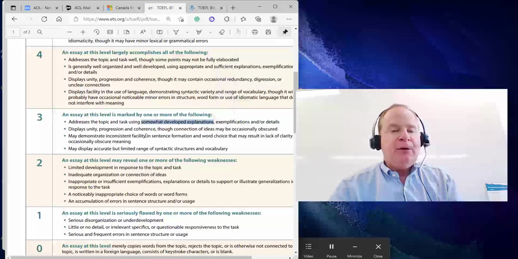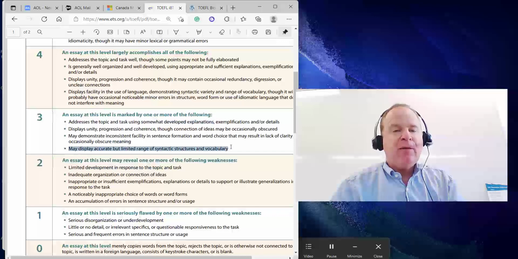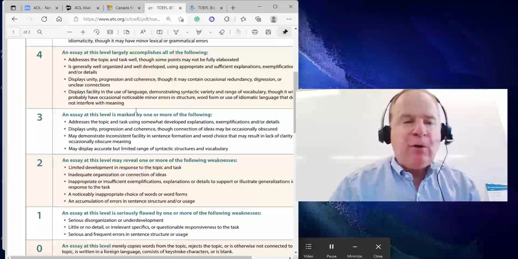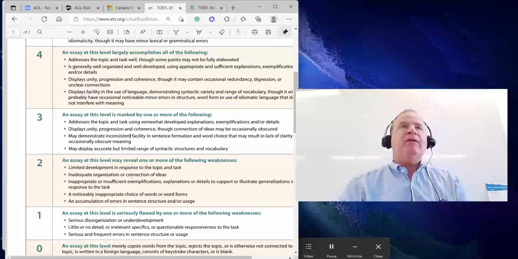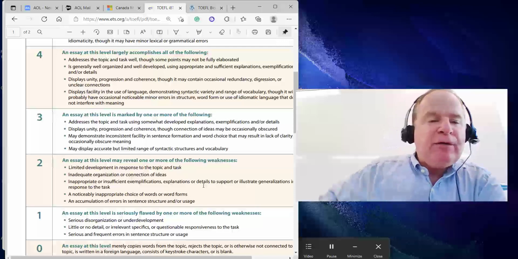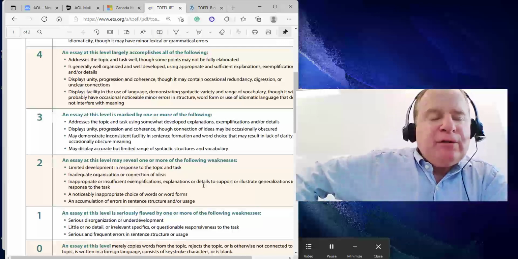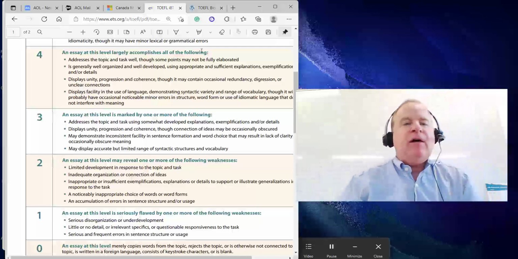I think you may display accurate but limited range of sentence structures and vocabulary. I think that's another problem. So because of these 2 problems, I'm going to put you in the 3 area, maybe 3.0 out of 5. Around 20 to 21 points out of 30, according to the ETS's rubrics that they use to score this particular type of writing.